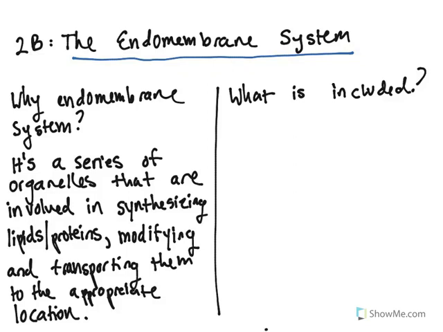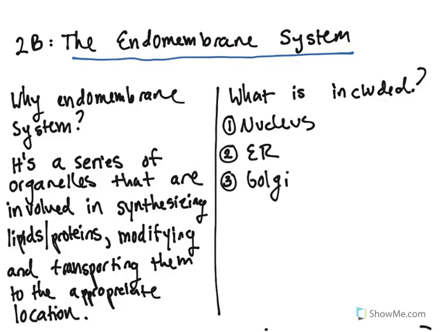What's included? I said it's a series of organelles. Don't get confused and think that it is all the organelles there are, because it's not. It's actually a really specific sequence of organelles that, like I said, work together to make and ship proteins and lipids and sometimes some carbohydrates to their appropriate place. It all starts in the nucleus, and I'm going to get into all these specifically. Then it moves into the ER, to the Golgi, and then into secretory vesicles.